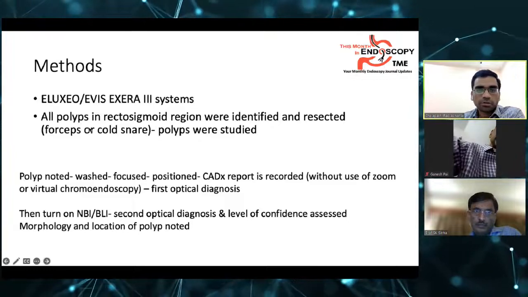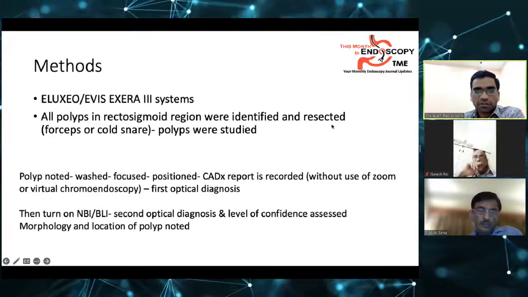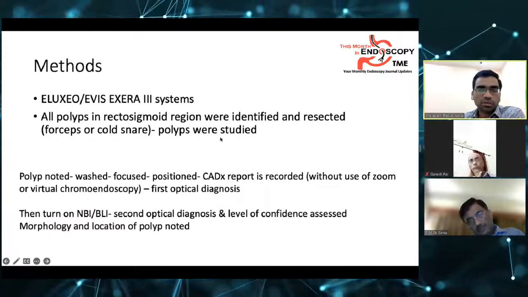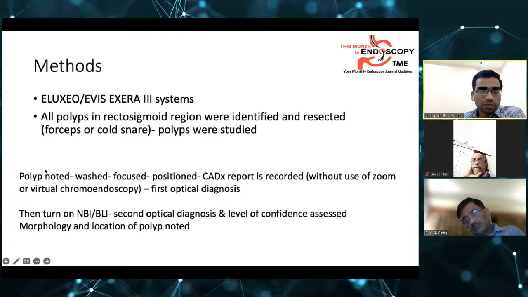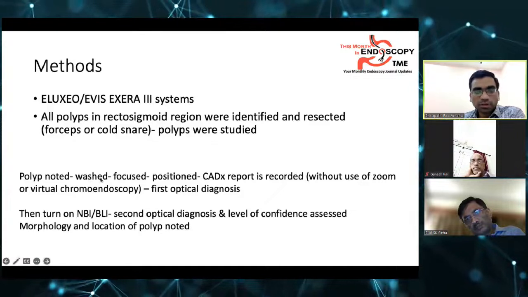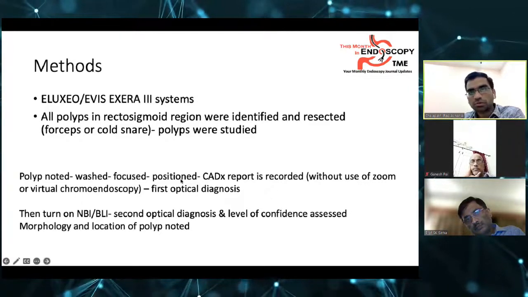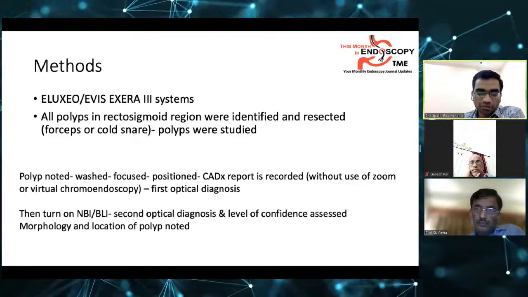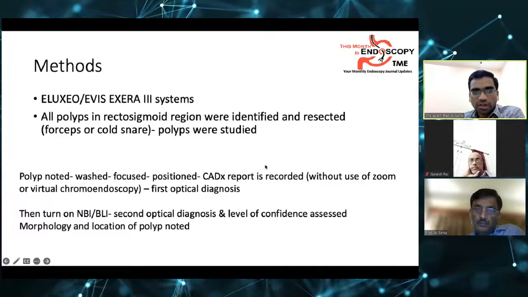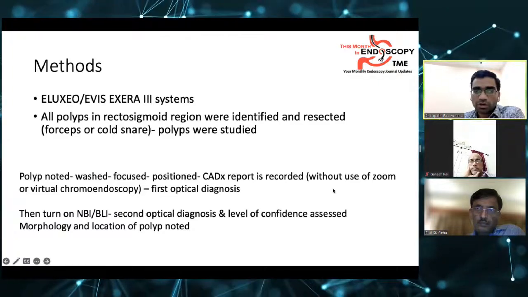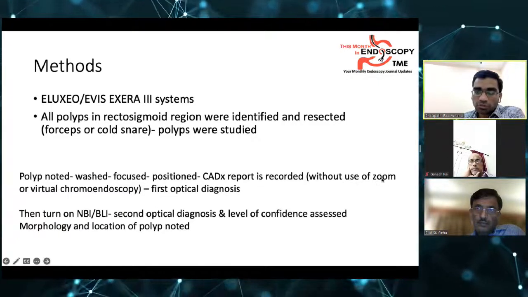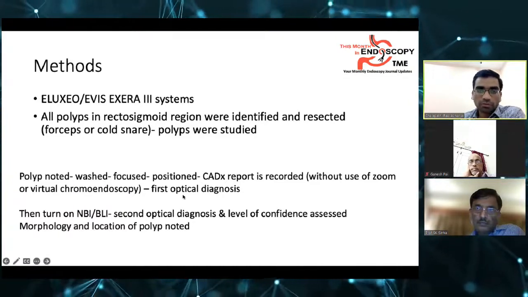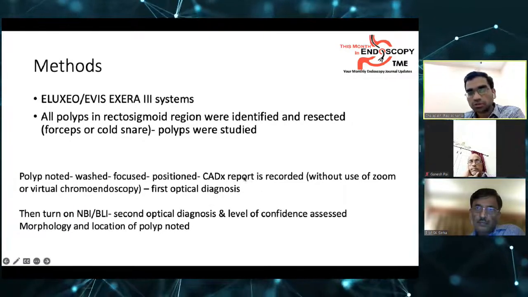All the polyps in the rectosigmoid region were identified and resected either using cold forceps or hot or cold snare. Whenever a polyp is noted, it is washed thoroughly, focused, and positioned preferably at the 6 o'clock position. Then GI Genius, the artificial intelligence system, gets activated and the CADx report is recorded. But here the endoscopists did not use any zoom or virtual chromoendoscopy. This is the first optical diagnosis, and this report is recorded.